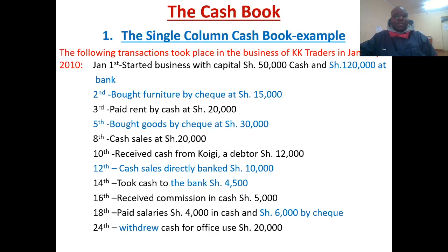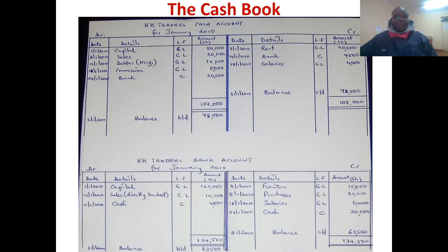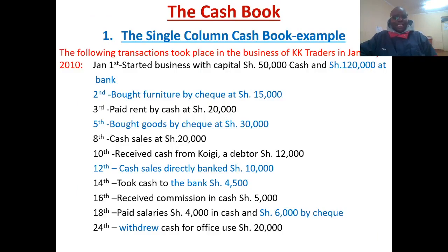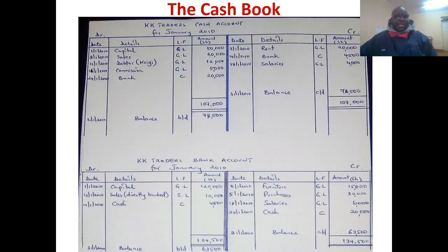On 14th, they took cash to the bank equivalent to 4,500. So they took cash from the cash account, they gave out 4,500 to the bank. And then the bank account received cash 4,000. That is better known as a contra entry. On 16th, they received commission in cash 5,000. Commission in cash recorded on the debit side.